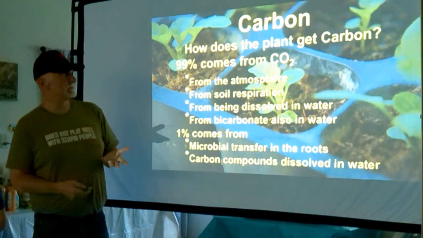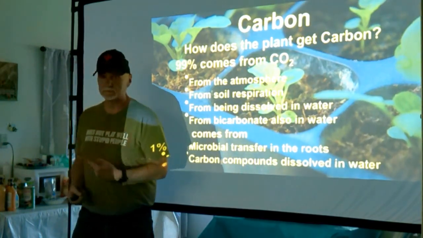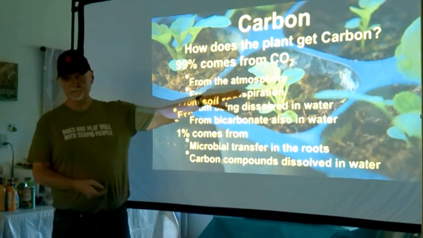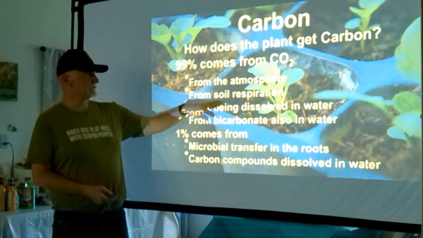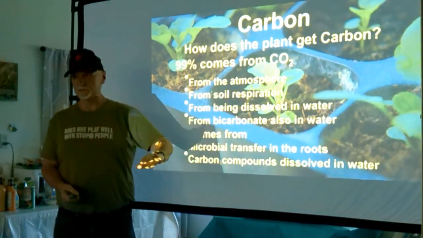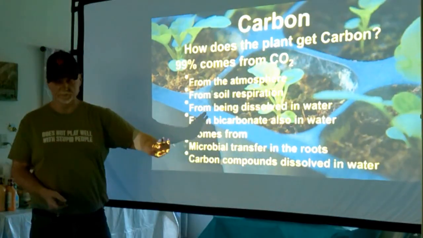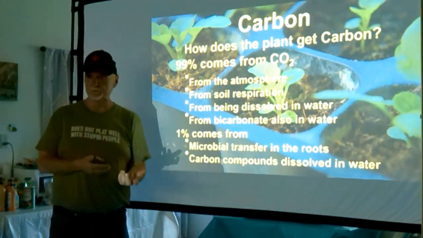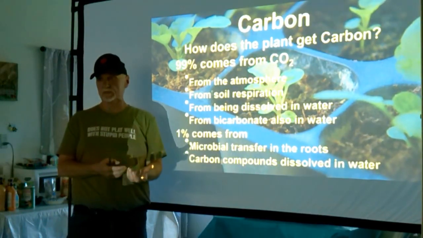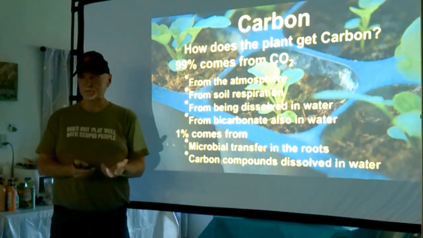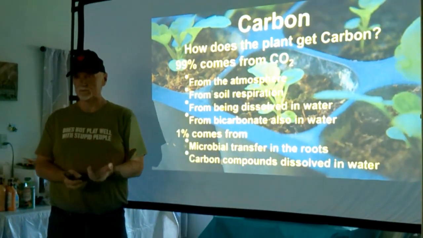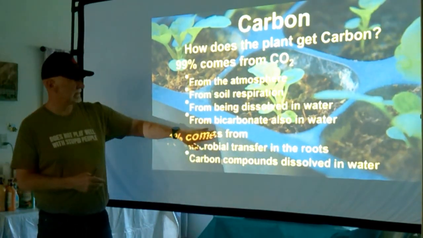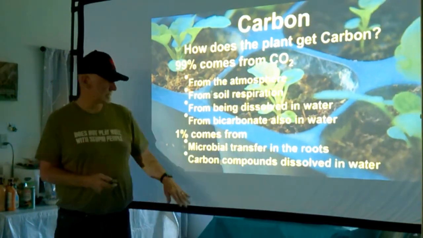So how does carbon get into the plant? How does the plant get carbon? 99% of it comes from carbon dioxide. From the atmosphere, that's where most of it comes from. From the soil respiration, which we're going to look at in a second, because it's really, really cool and really, really key. And from being dissolved in water, because sometimes if you have air present in the water, there's carbon dioxide also in it. You've got to watch it. You put too much carbon dioxide into water, you end up with carbonic acid, which is kind of bad for plants, so you've got to be careful with that. From bicarbonates also in the water.